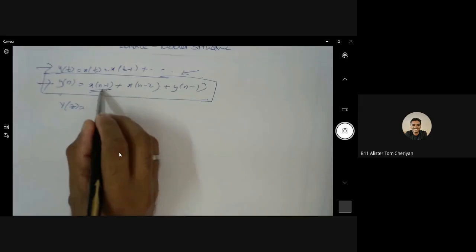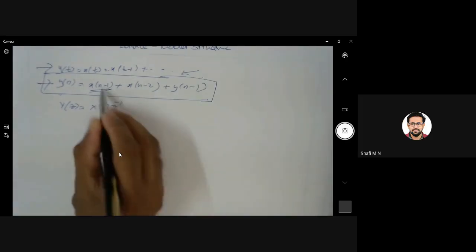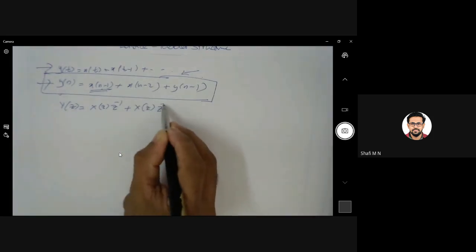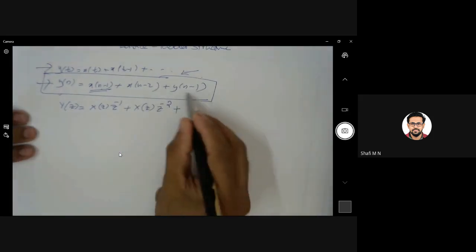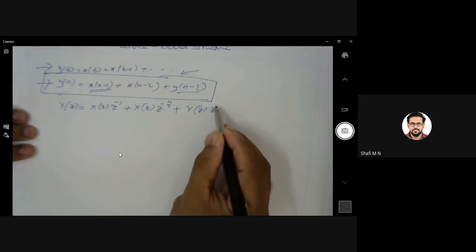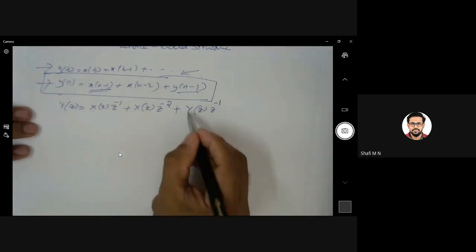Z raised to minus 1. Yeah, X of z into z raised to minus 1. What is the delay here? That's it. Plus again X of z into z raised to minus 2. Plus what about this? Y of z into z raised to minus 1. Any doubt?